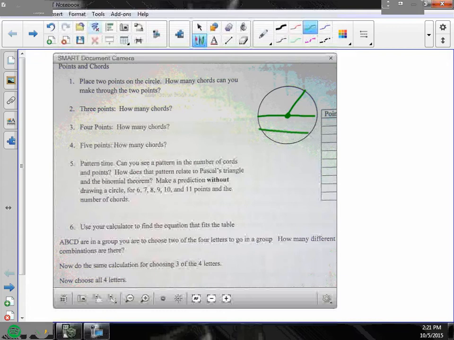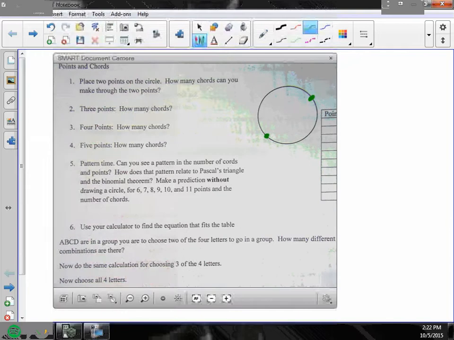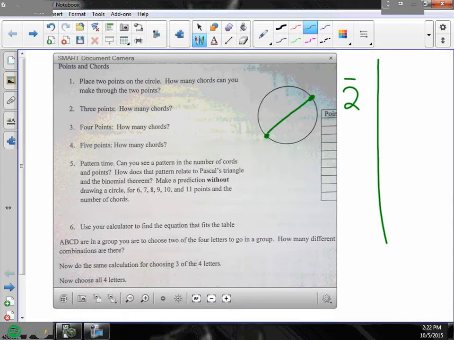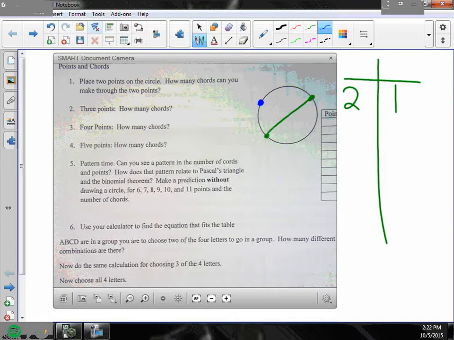So among the other useless things I'm about to teach you is I can do this. Okay, so place 2 points on the circle. Anywhere you want, draw 2 points. How many chords can you make through those 2 points? 1. So we're going to keep a running tally over here. 2 points, 1 chord. Okay? Now add another point. Now how many chords can you draw?